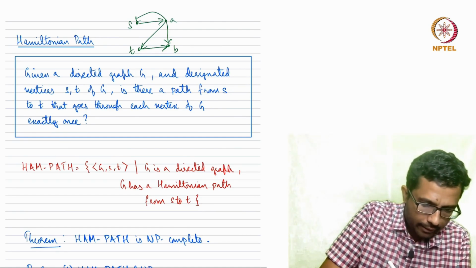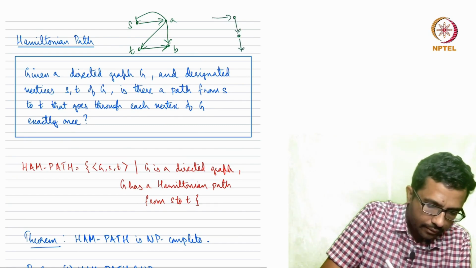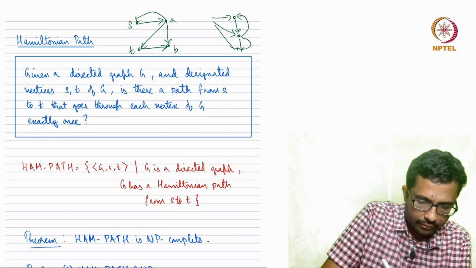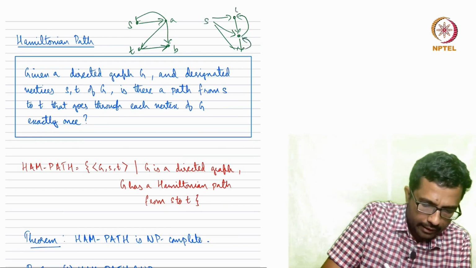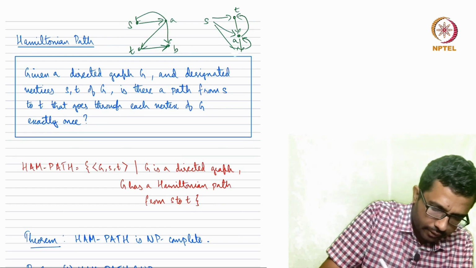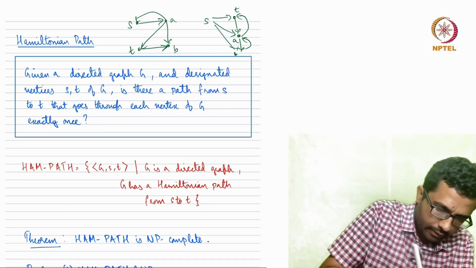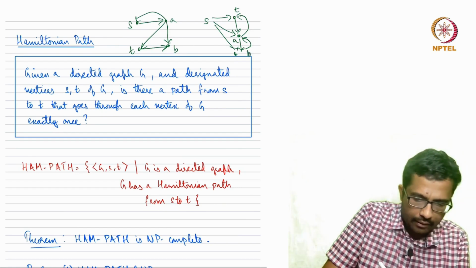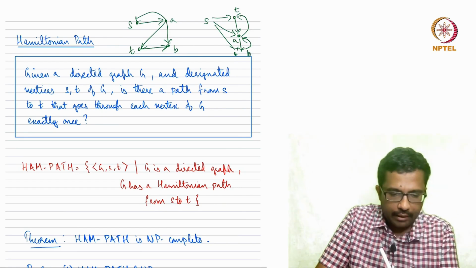However, let's say maybe another example, so S, T, A, B. Let's say this is B. So in this case, there is a Hamiltonian path.